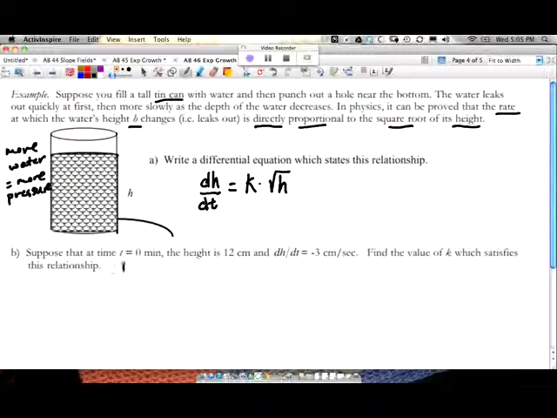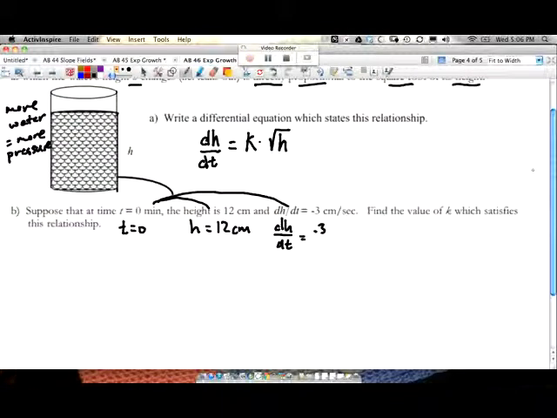Suppose that at time t equals 0, the height is 12 centimeters, h equals 12 centimeters. And dh/dt at time equals 0, time equals 0 is for both of these, dh/dt is negative 3. Find the value of k which satisfies this relationship. That's actually way easier than you would think.